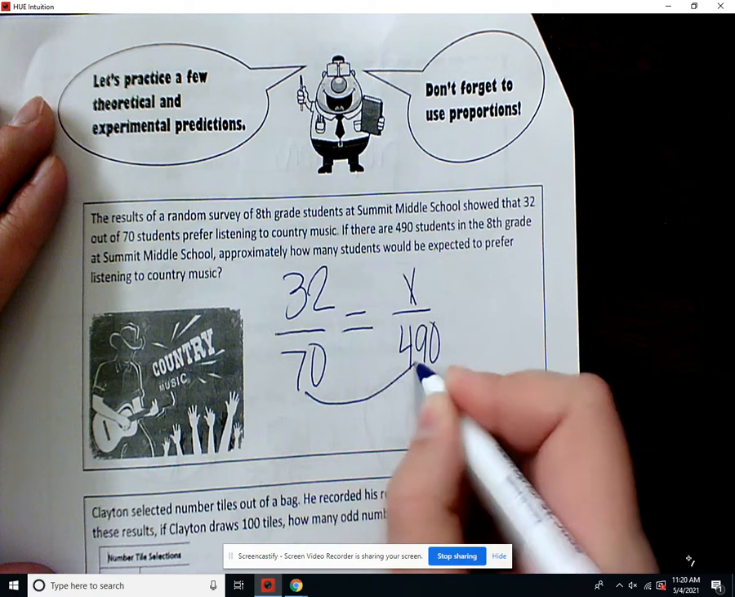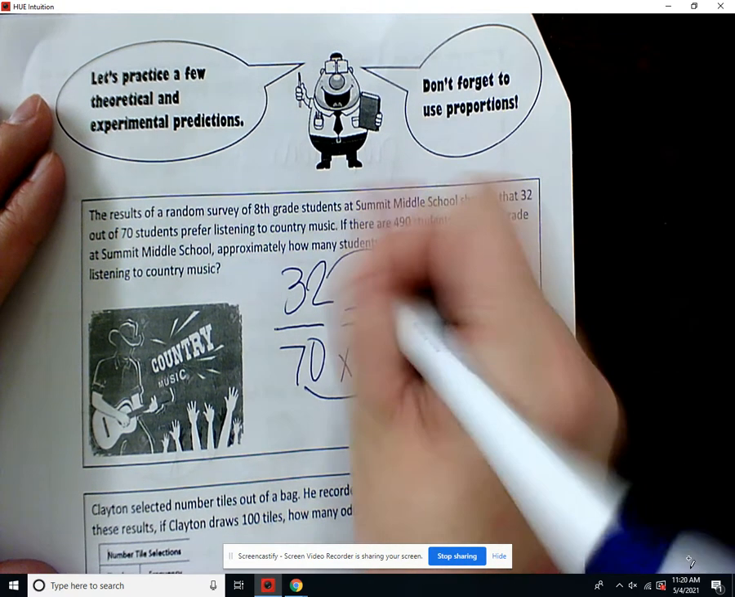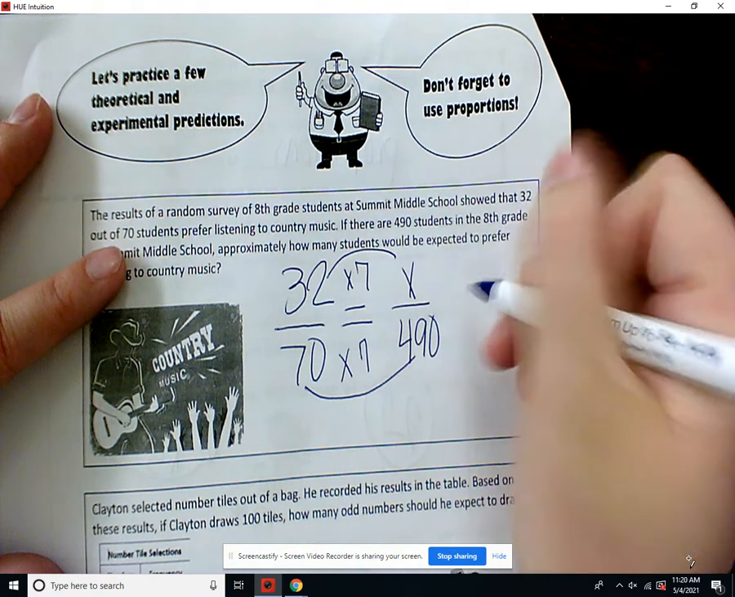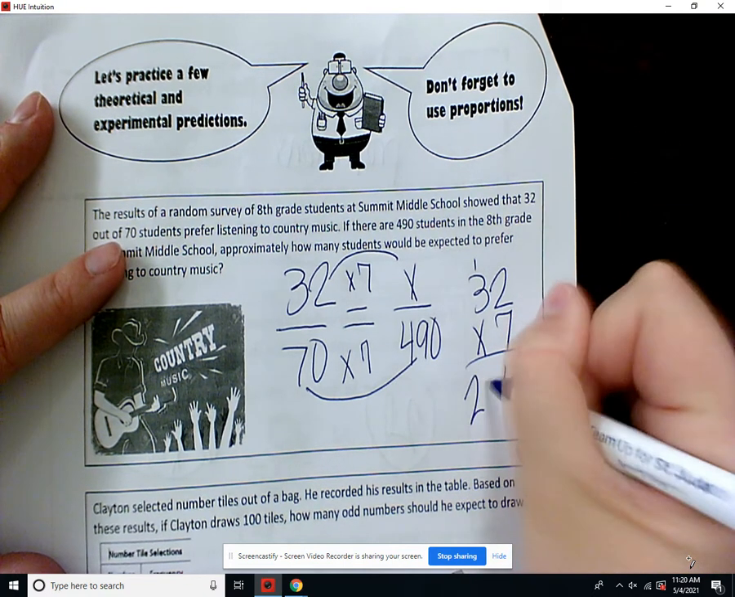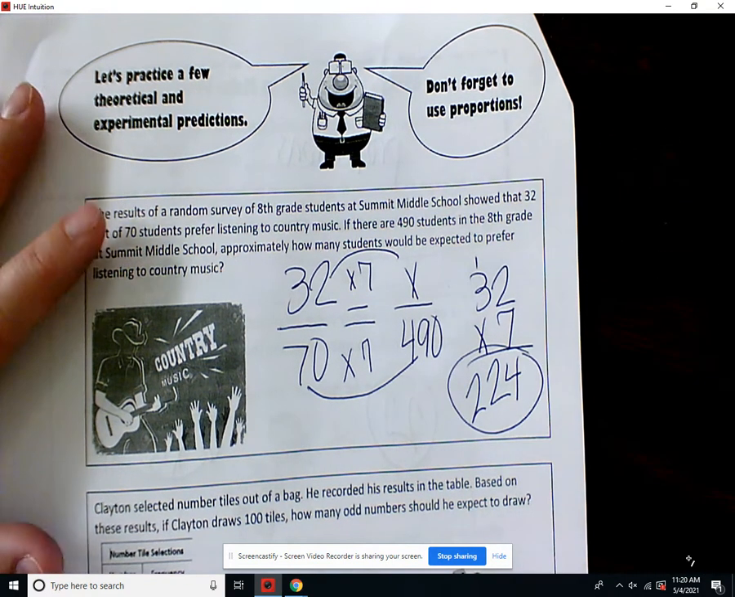So I can actually multiply this one by 7. I'm going to do the top times 7. So I have 32 times 7, which is 224.